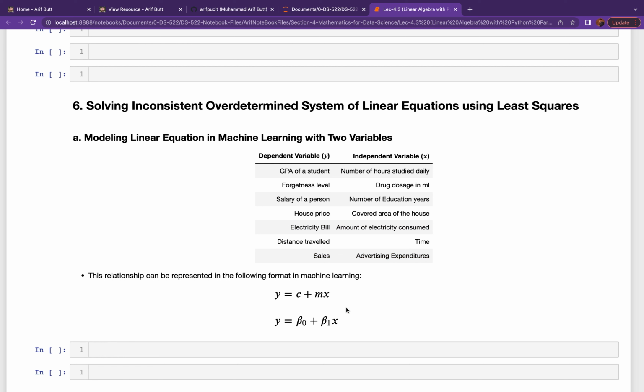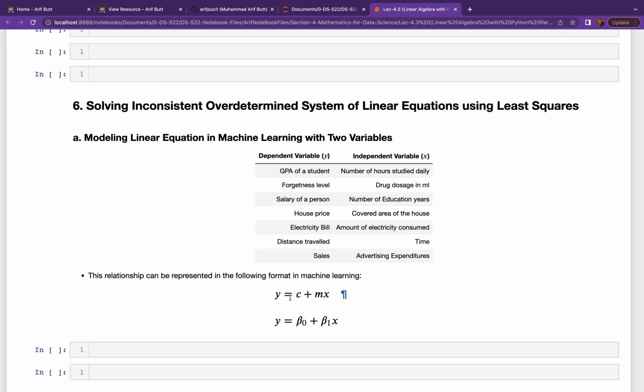My dear students, we have already seen that a linear equation is actually a formal way to represent the relationship between two or more variables. To start with, let us restrict ourselves to two variables only. Some example scenarios are shown in this table. For example, the GPA acquired by a student in a semester system depends upon the number of hours that he or she has studied daily throughout the semester. Similarly, the price of a house is a dependent variable that depends upon the covered area of the house.